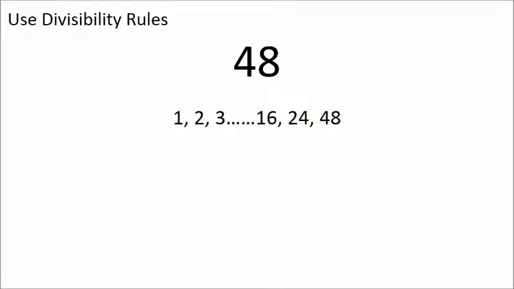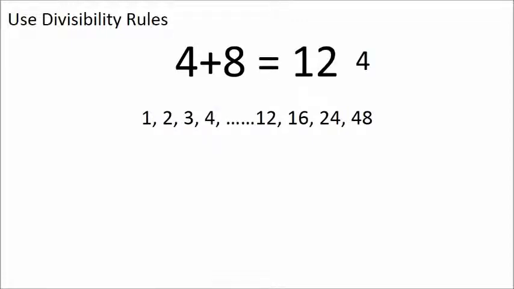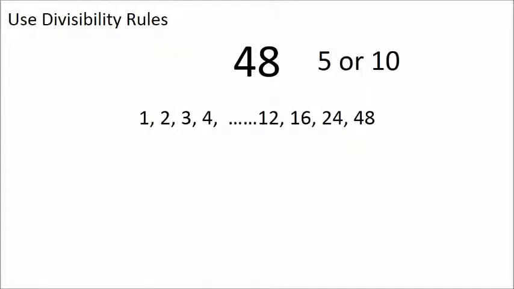So let's go to 4. In a second, we're going to find 4. This is one that you guys probably don't remember, but if you add them up, 4 plus 8 is 12. So is 12 divisible by 4? Yep. So 12 is divisible by 4, so that's divisible by 4. Or you can use a multiplication table. And 48 divided by 4 was also 12, so that's why 12 is in there.